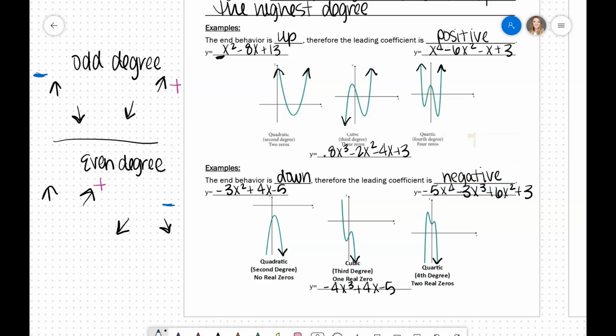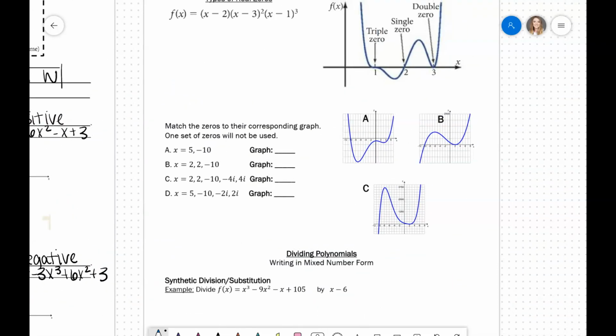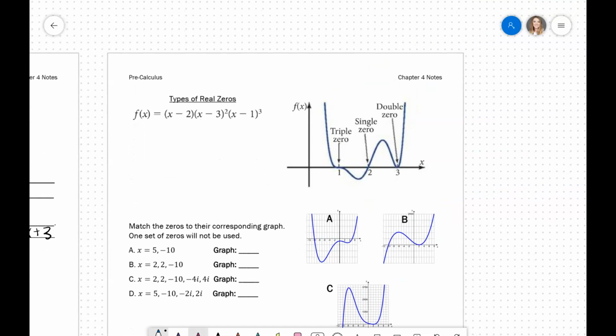So the next thing that we need to be able to analyze are the types of zeros. And the term zero is kind of confusing because it's the same thing as x-intercepts. Sometimes you might hear them called solutions. And there's lots of other names that we use to classify basically where it touches the x-axis.